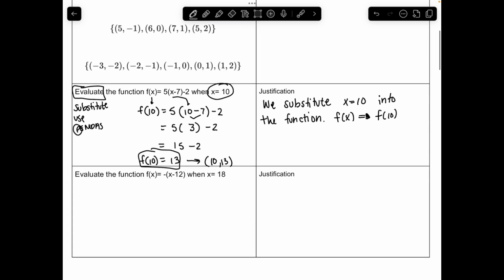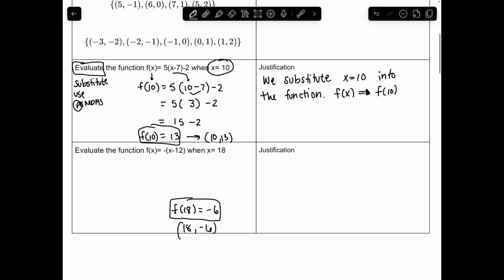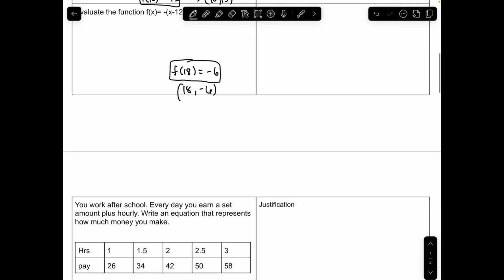Okay. Go ahead and try this before you move on to the next problem. So pause right here. All right. So your answer should have been f of 18 equals negative 6. Okay. Correct me if I'm wrong. 18, negative 6.